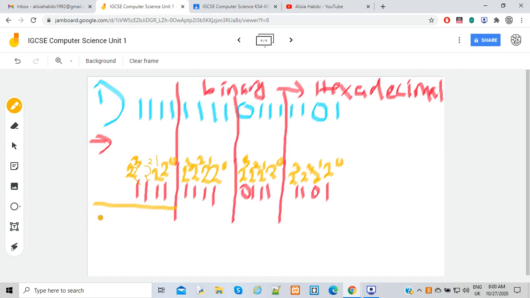Times 1, so obviously it's going to give us 8, plus we have 2 to the power of 2, which is 4, times 1 is obviously going to give us 4, plus we have 2 to the power of 1 times 1, so that's 2 times 1, which is going to give us 2, and then plus again, 1 times 2 to the power of 0, which is the same thing as 1, so 1 times 1 is going to give us 1.